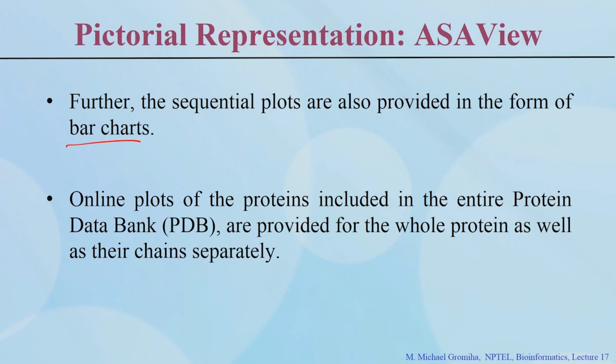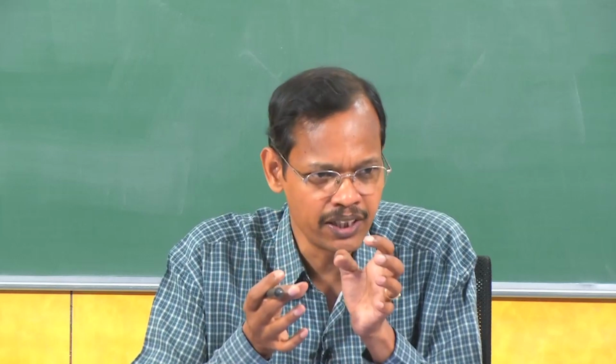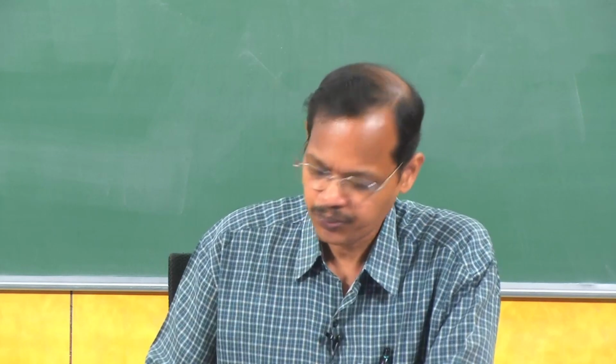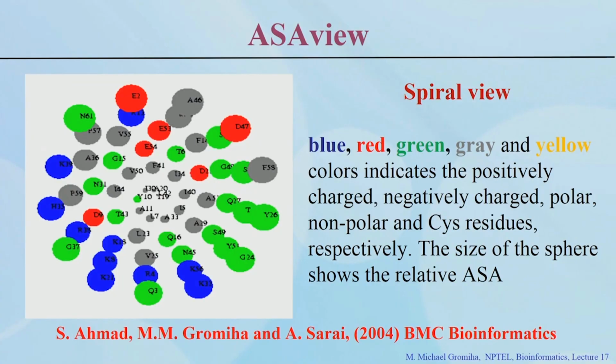You can use the online plots for any PDB ID, or you can upload your own PDB and get the plots. Now I will show you the plot. Here this is a plot for a particular protein. We have different colors, and the different colors represent the different types of amino acids.